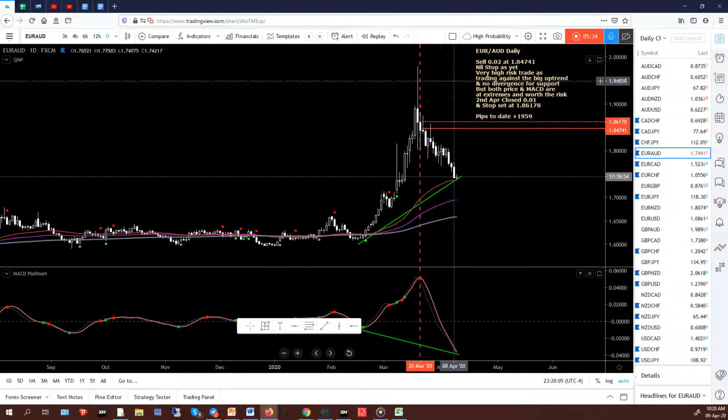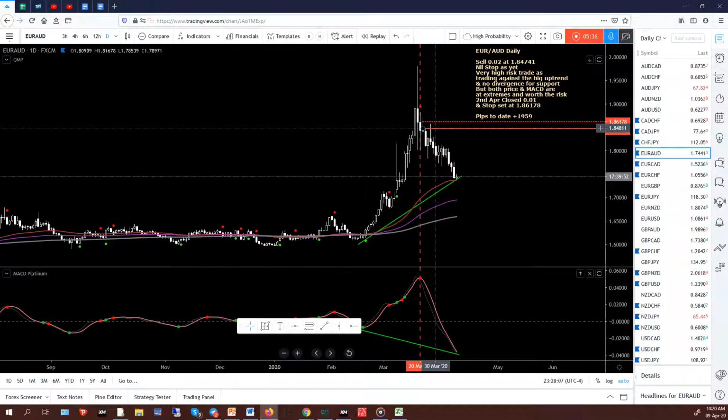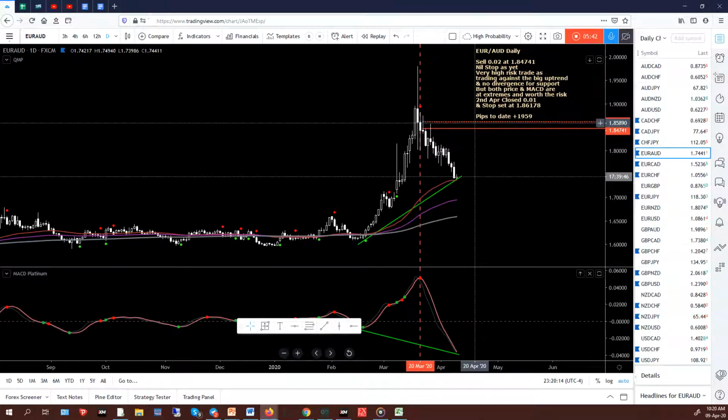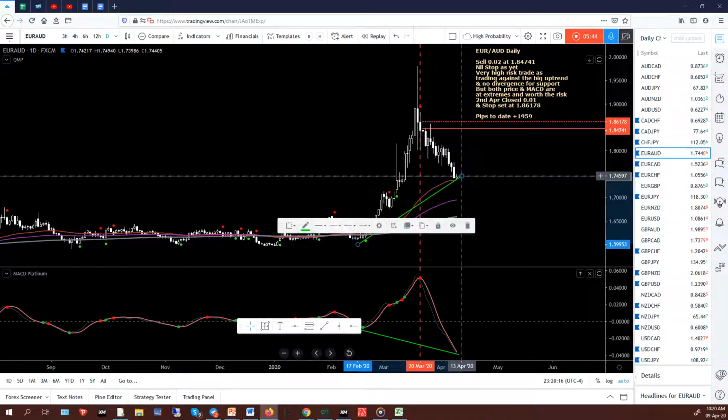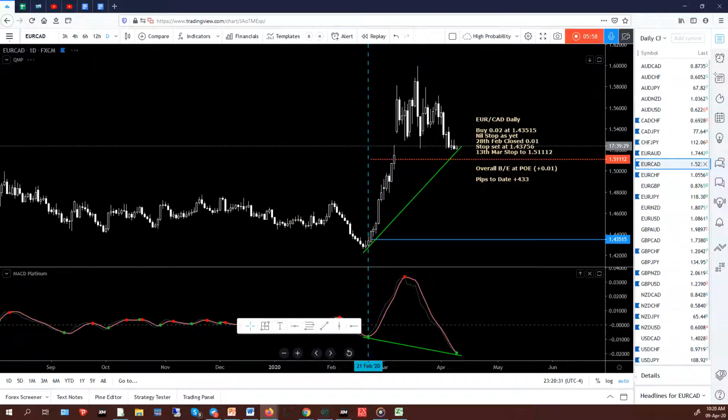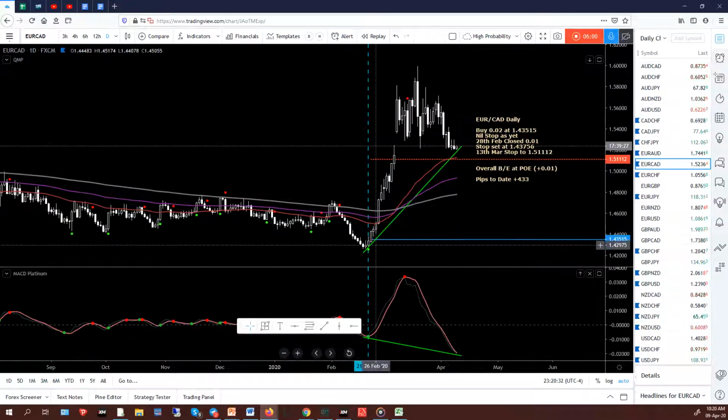Euro Aussie. I'm in a sell up here. It was a high risk trade, come down nicely. I've closed half, stop in place just above the entry level. Now, for me to move that stop down, I want to see a green dot on the MACD Platinum below the zero level. So at the moment, I can't lose on this trade overall, but I could lock in more profit, obviously.